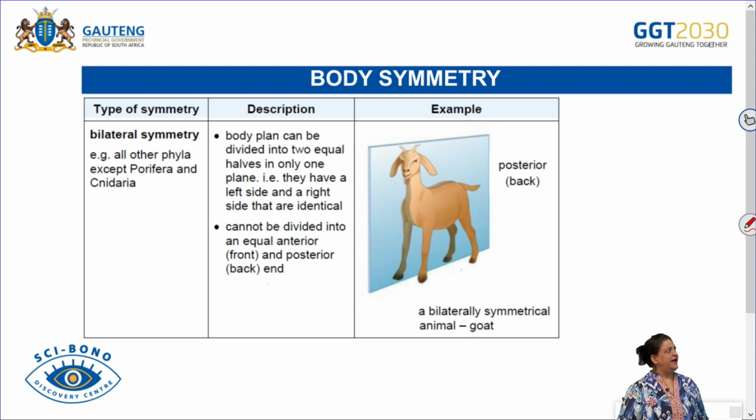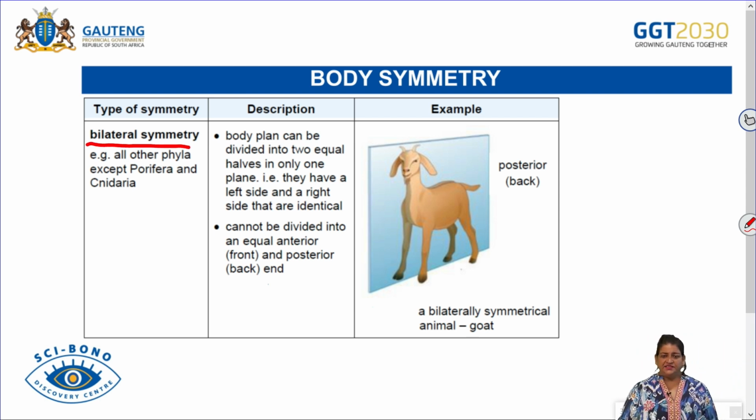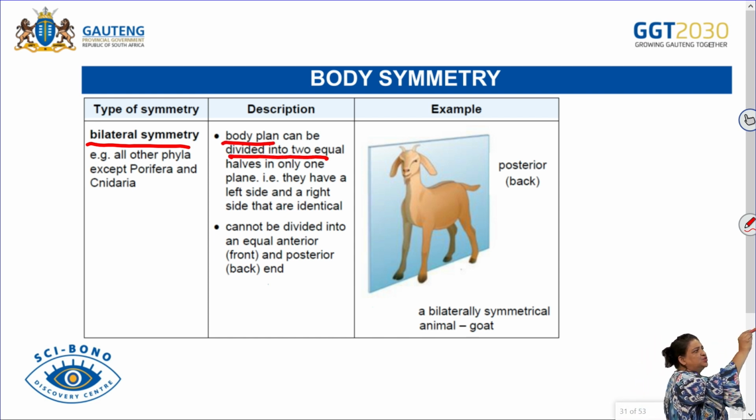Now, body symmetry, bilateral symmetry, all other phyla except porifera and cnidaria. Remember now, your porifera is what? Radially symmetrical. Cnidaria is radially symmetrical. But all other animals which are multicellular, made up of many cells, they are normally bilaterally symmetrical. Even humans, birds, fish, frogs are all what? You can get them into a right and left half, equal halves. That is bilaterally symmetrical, where the body plan is divided into two equal halves.